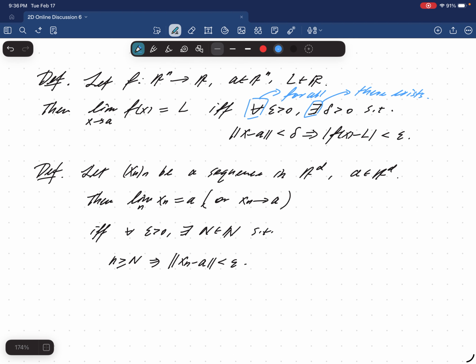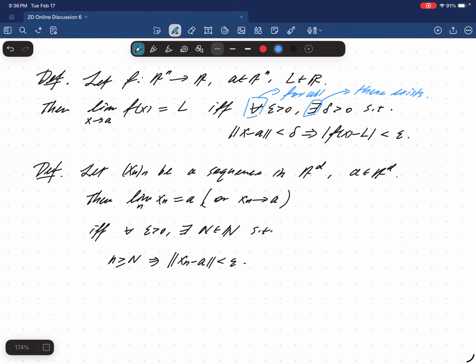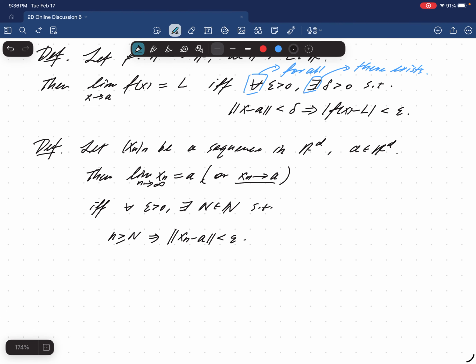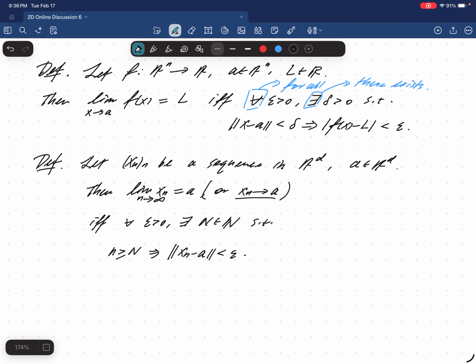Another definition concerning sequences is that if xn is a sequence of vectors in Rd, where Rd is d-dimensional space, and if A is a vector in Rd, then we say that the limit of xn as n goes to infinity is equal to A, or we just write xn goes to A, if and only if for all epsilon larger than 0, there exists some natural number big N such that as long as small n surpasses big N, the distance between xn and A is less than epsilon.